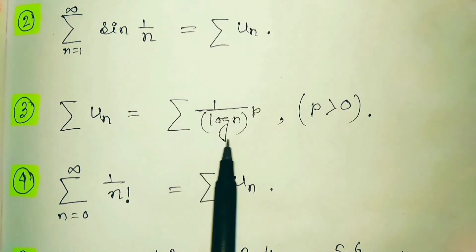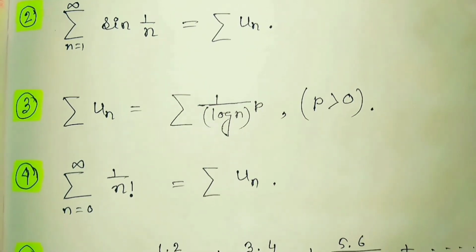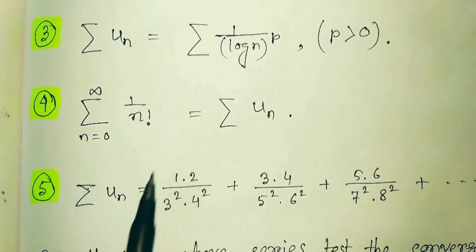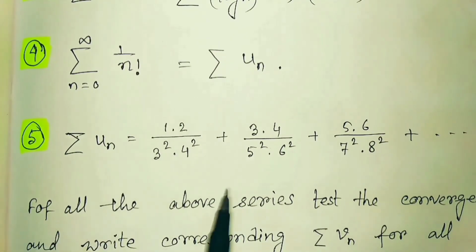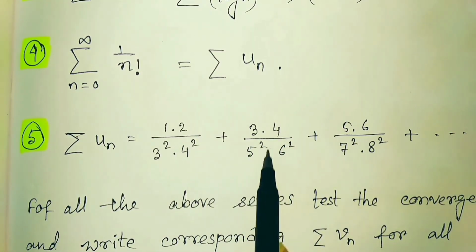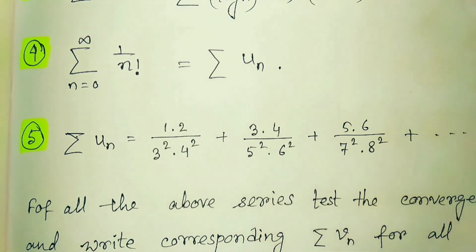The third one is summation of log n to the power p. The fourth one is summation of 1 upon n factorial. And the fifth series is this one: summation Un equals 1 into 2 divided by 3 square into 4 square plus 3 into 4 divided by 5 square into 6 square. In this way it is following.